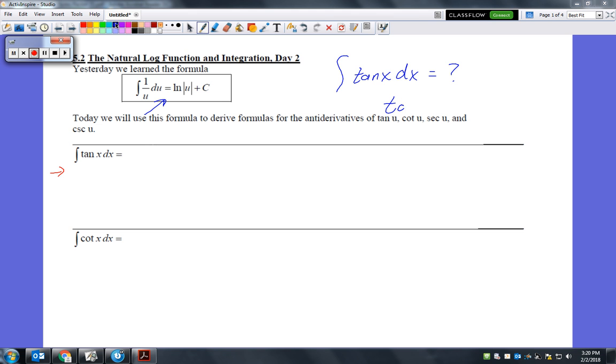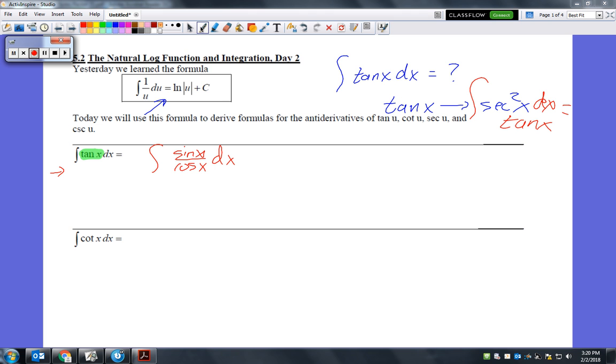We know the derivative of tangent is secant squared, okay? Which means that we know the integral of secant squared is equal to tangent. But we don't know yet what the integral of tangent is. So now let's go ahead and rewrite this and use what we've recently learned to be able to come up with it.